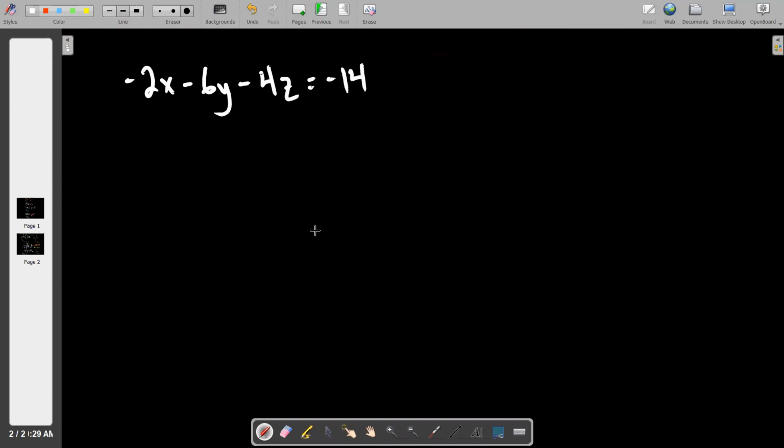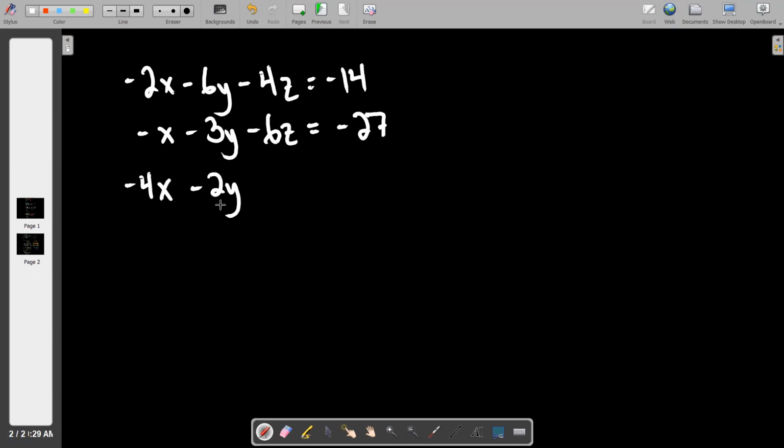-2x minus 6y minus 4z equals -14. Second row is -x minus 3y minus 6z equals -27. Negative 4x minus 2y plus z equals negative 3.